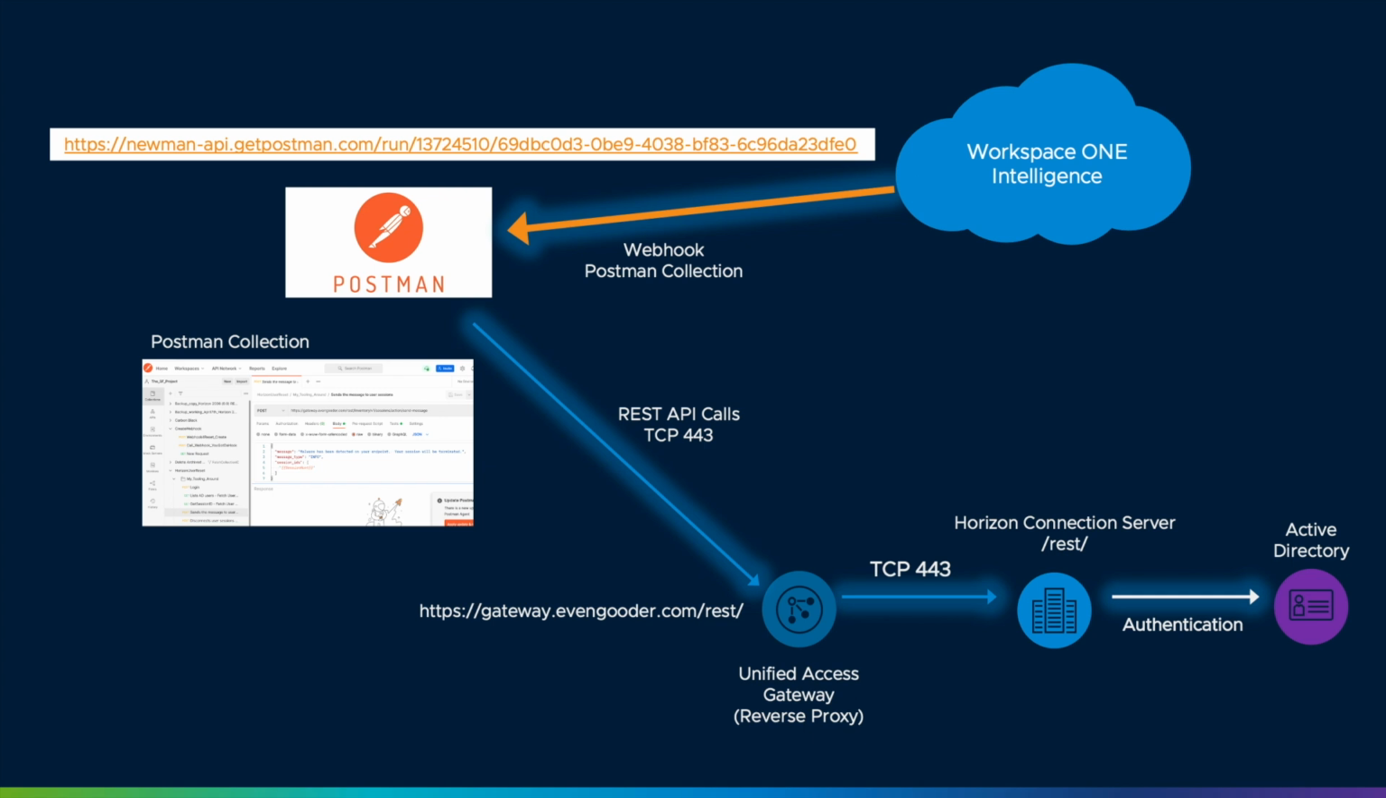So that's a demonstration in a nutshell. Once again, it's two unique adaptations to a typical custom connector implementation. We're using Postman webhooks in order to provide more sophisticated REST API calls. And we're using Unified Access Gateway as a reverse web proxy in order to make the REST API and the internal connection servers available to the outside world.